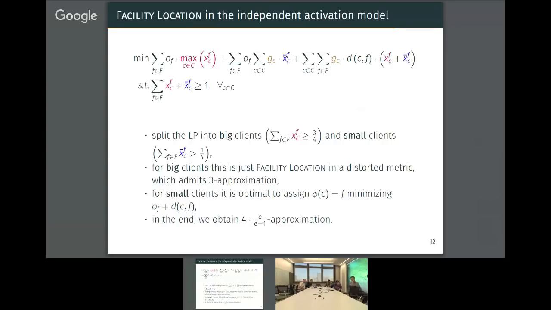We need to rescale these variables in both variants, and this is why we chose these constants, and so there is a factor 4 rounding scheme for this LP, and since we use this trick that replaced G of B with this almost linear term, we also lose another factor, and in the end we obtain something around a 6 approximation. Why is it 4?